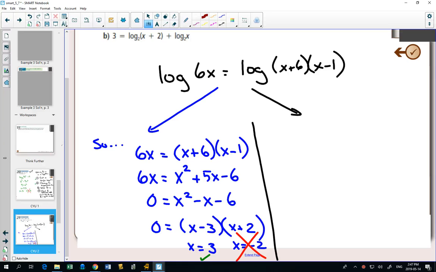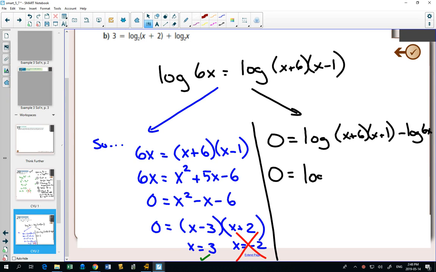If I wanted to combine them, I would have to move them both to the same side. I could do that by subtracting log 6x on both sides. And if I subtracted log 6x on both sides, what does that tell me? Do I have a log law for subtracting? Yes. I could combine this to a single logarithm.